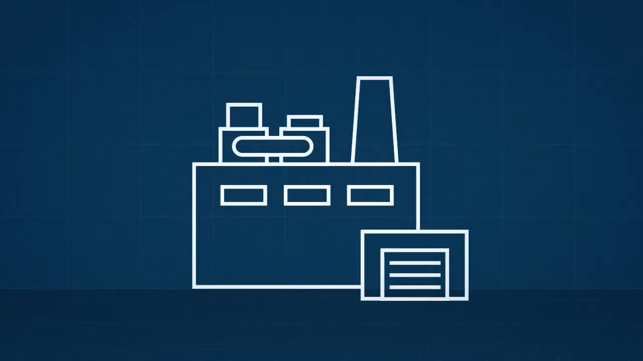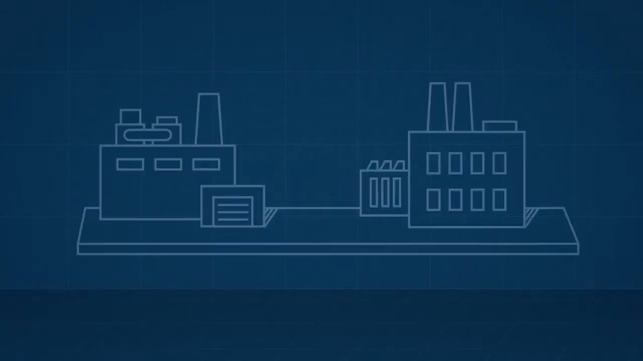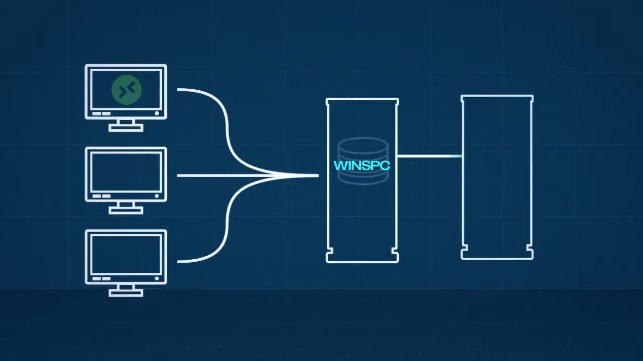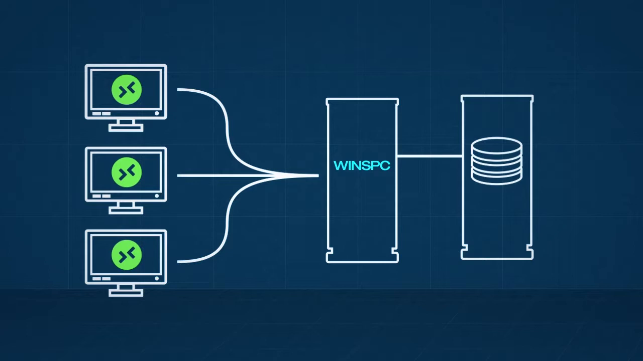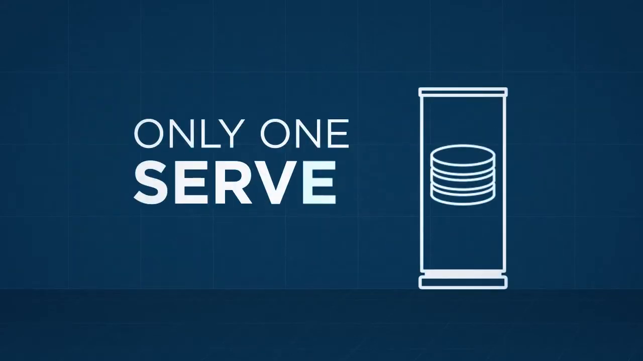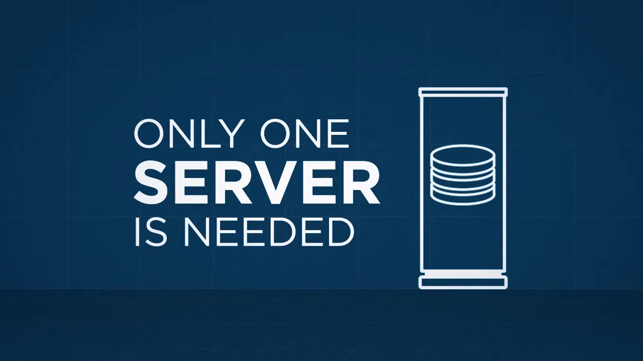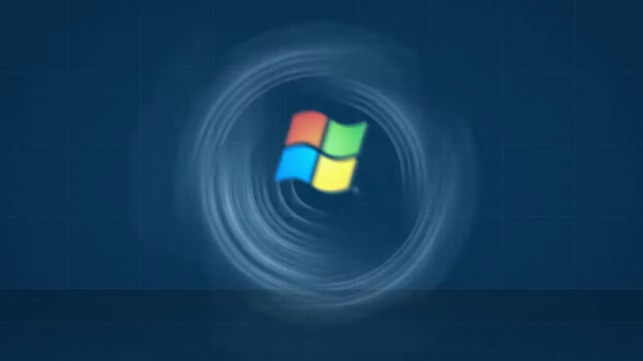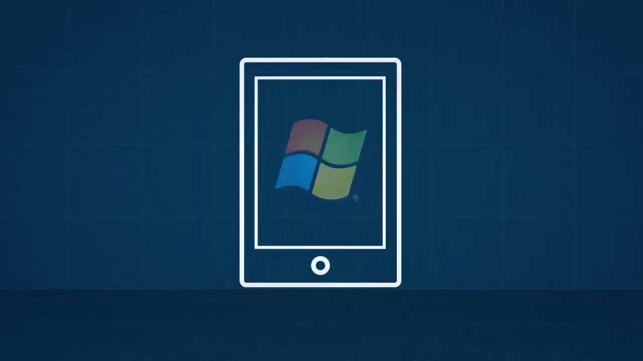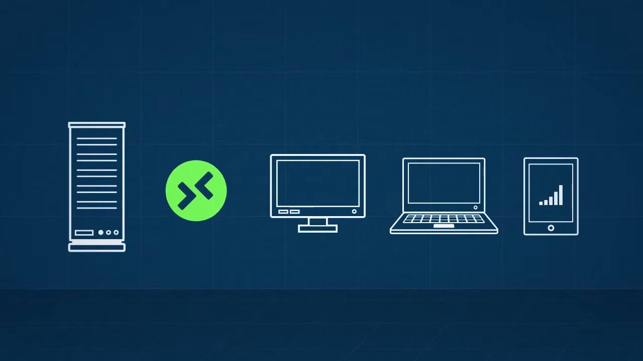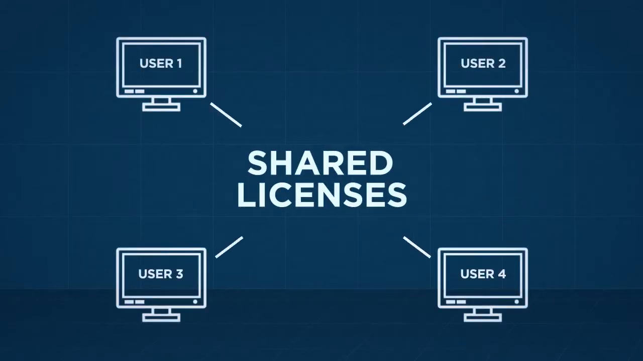On-premises implementations range from single-site to multi-site and can employ a client-server model, a server-side model, or a combination of the two. In most cases, only one database server, dedicated or shared, is required. Client hardware can be Windows desktops, laptops, and tablets, or for a server-side install, any device that supports remote desktop protocol. Licensing is based on concurrent usage.